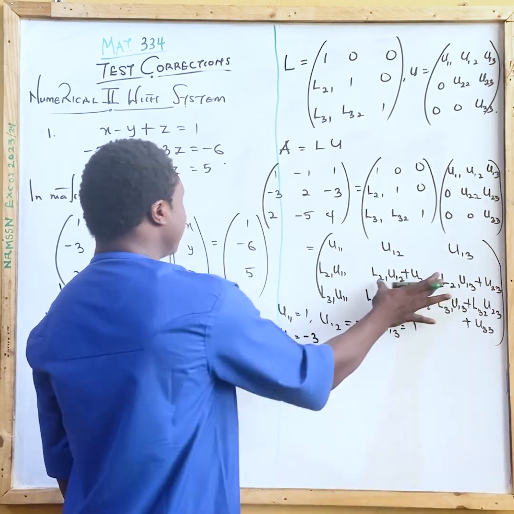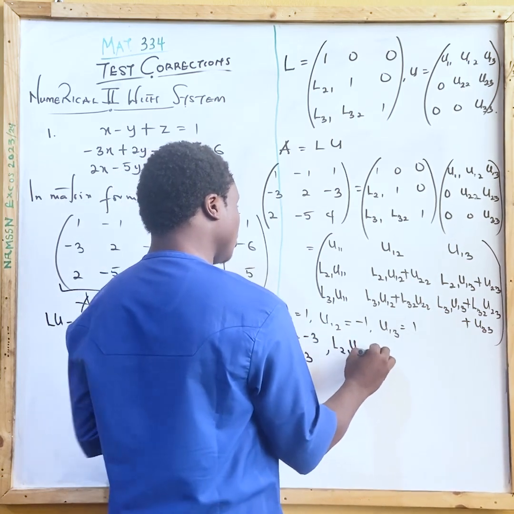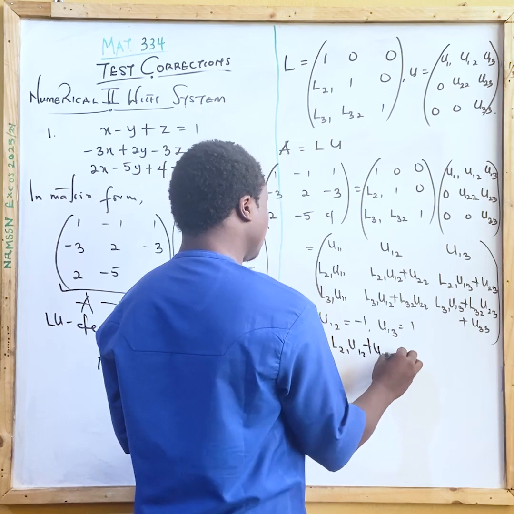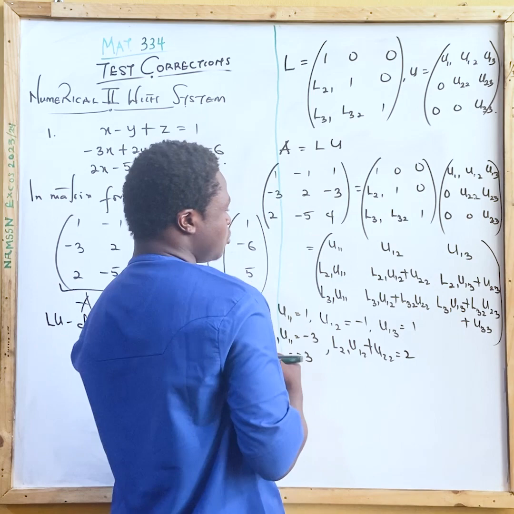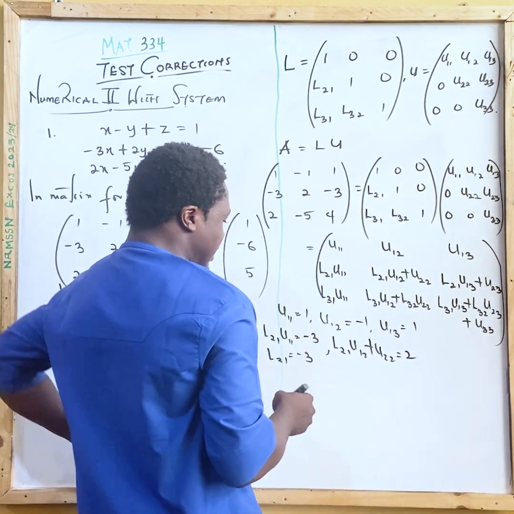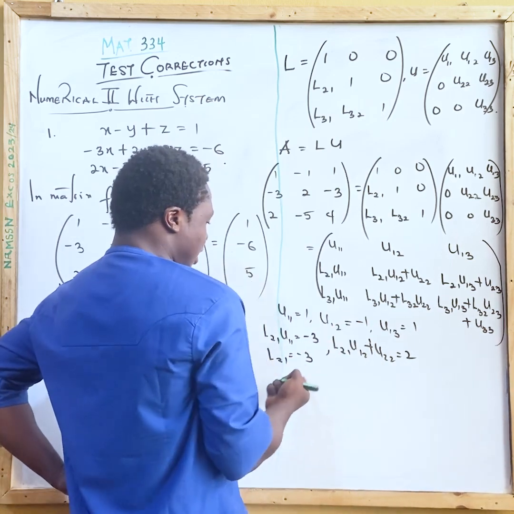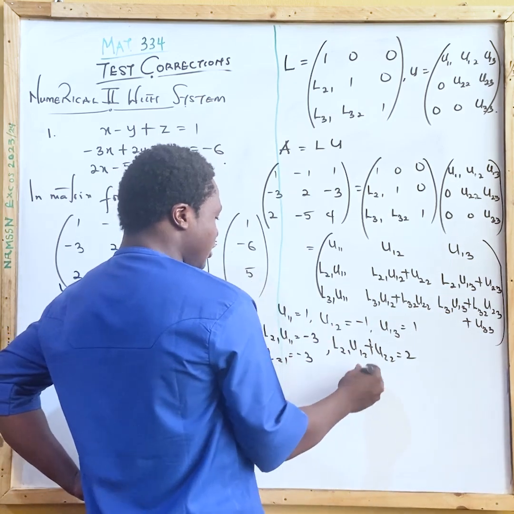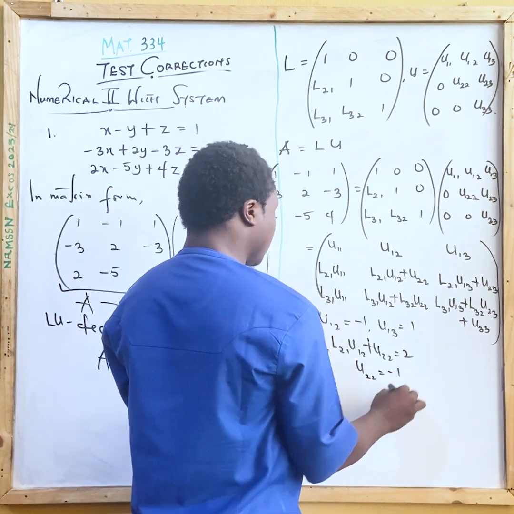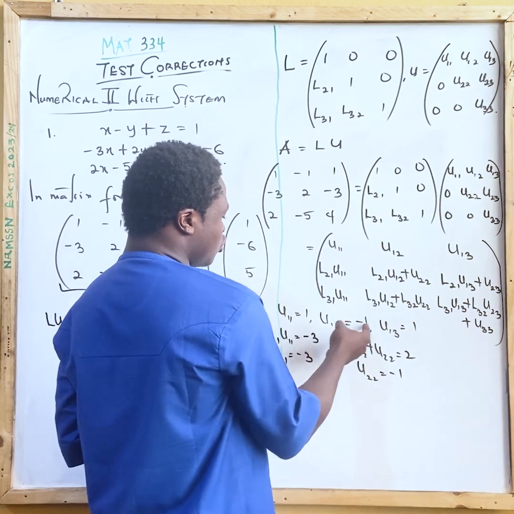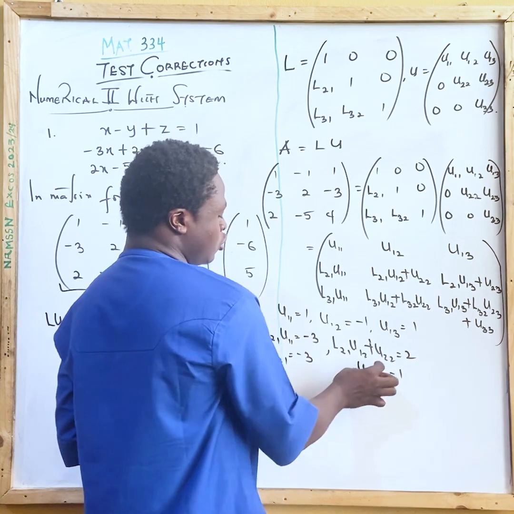The next line, L21 U12 plus U22 should be equal to 2, our row 2 column 2. We've said that U12 is -1 and L21 is -3, so that product gives me 3. It means our U22 should be -1: 2 minus 3 is -1. So our U22 is -1.